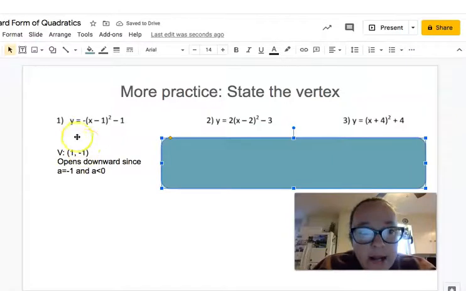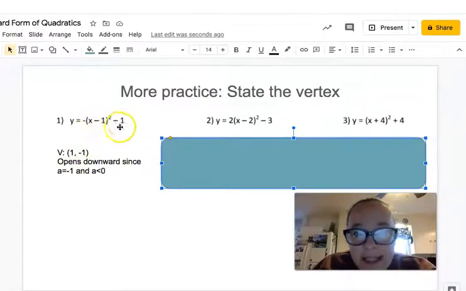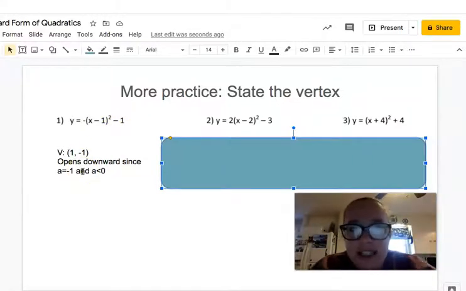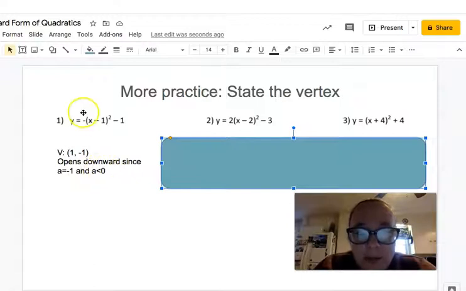Oh, it's (1, -1). Yes, because we set this equal to 0, get 1, and then K is just negative 1. I just want you to do an extra step. I know I just said to state the vertex, but this opens downward because A is negative 1 and it's negative. Just remember that for our future lessons.